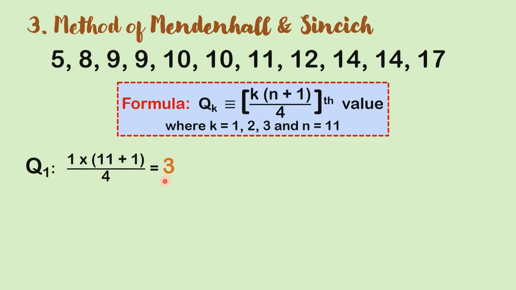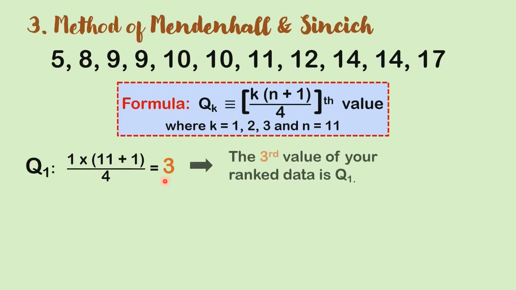So anong ibig sabihin ng 3 dito? It means that the third value of our rank data is Q sub 1. Kung sino man yung third dito, yun na yung Q sub 1 natin. So this is first, second, third. So Q sub 1 is equal to 9. So ganun ginagamit yung formula.